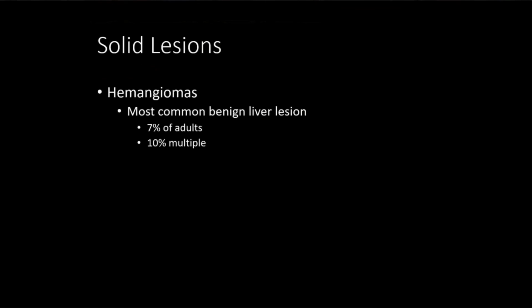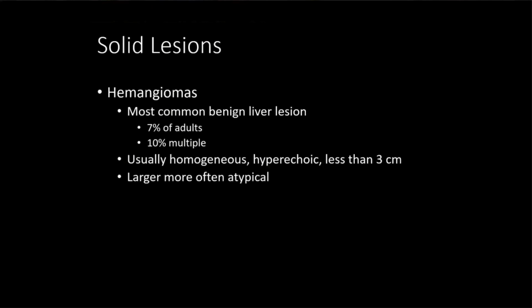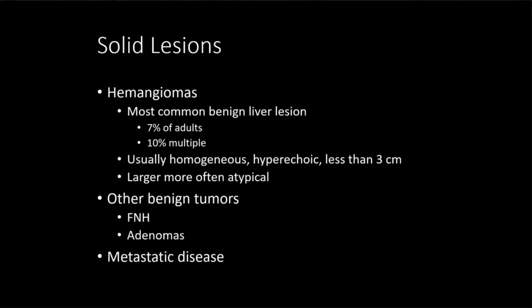So solid lesions, most of these are going to be hemangiomas. About 7% of adults have them, and about 10% of them have multiple hemangiomas. So you noticed in that scan that there was one large one, and then a couple of smaller ones next to it. Most of those will appear like a solid lesion, but if they get bigger, they start to look inhomogeneous, a little bit more like Swiss cheese, and those are difficult to differentiate from carcinoma. So the larger ones are more often atypical.